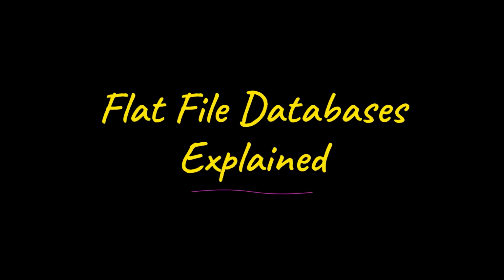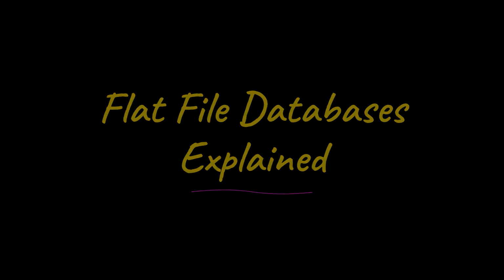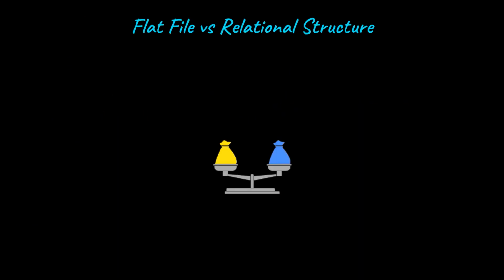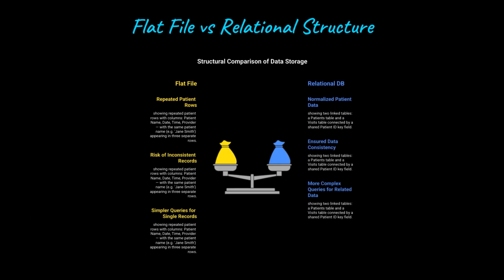A flat file database stores all data in a single table with no links to other tables. Think of it as the simplest possible database structure. One sheet, one list, no relationships. In a flat file, every appointment gets its own row. So if a patient has three visits, their name appears three times. A relational database instead links a single patient record to multiple visit records through a shared key, eliminating that repetition.